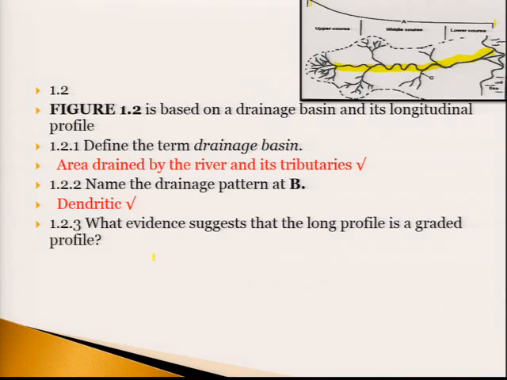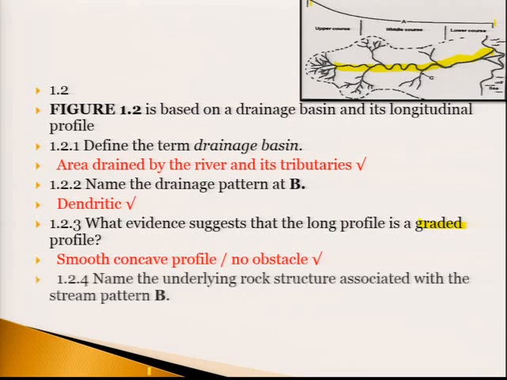Then 1.2.3, what evidence suggests that this longitudinal profile is in a graded style? Remember, you've got your graded and your ungraded. Your graded must be even. We say it's because it is even or smooth and it has a concave profile, and therefore there are no obstacles. So we can check our learners. Maybe they said there are no obstacles. We give credit. When they say it is graded because it is smooth and has a concave profile, we also give them a mark.